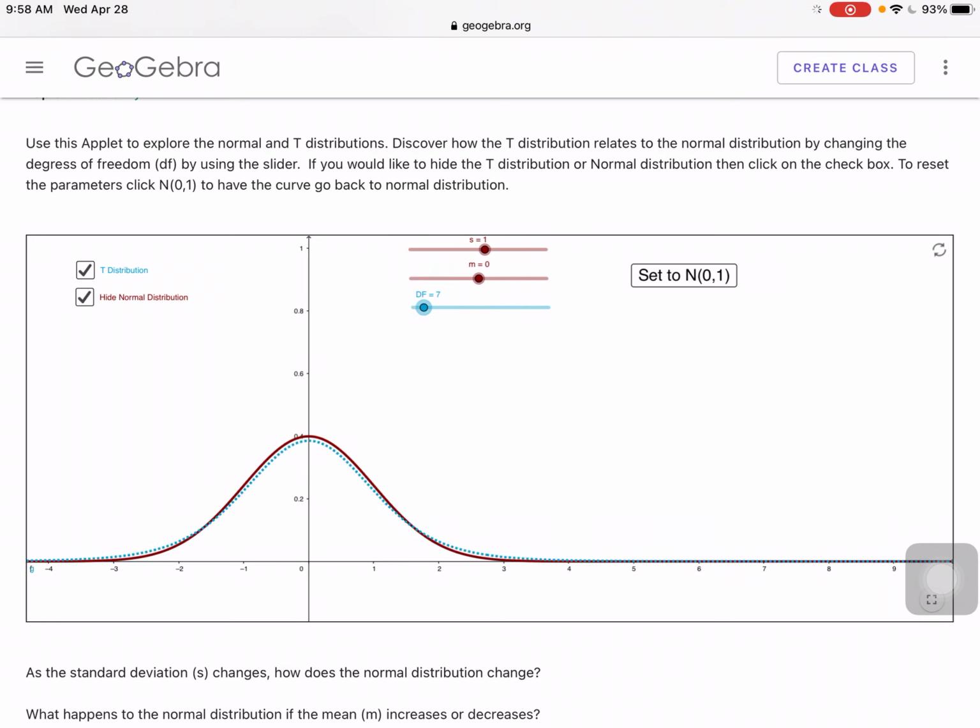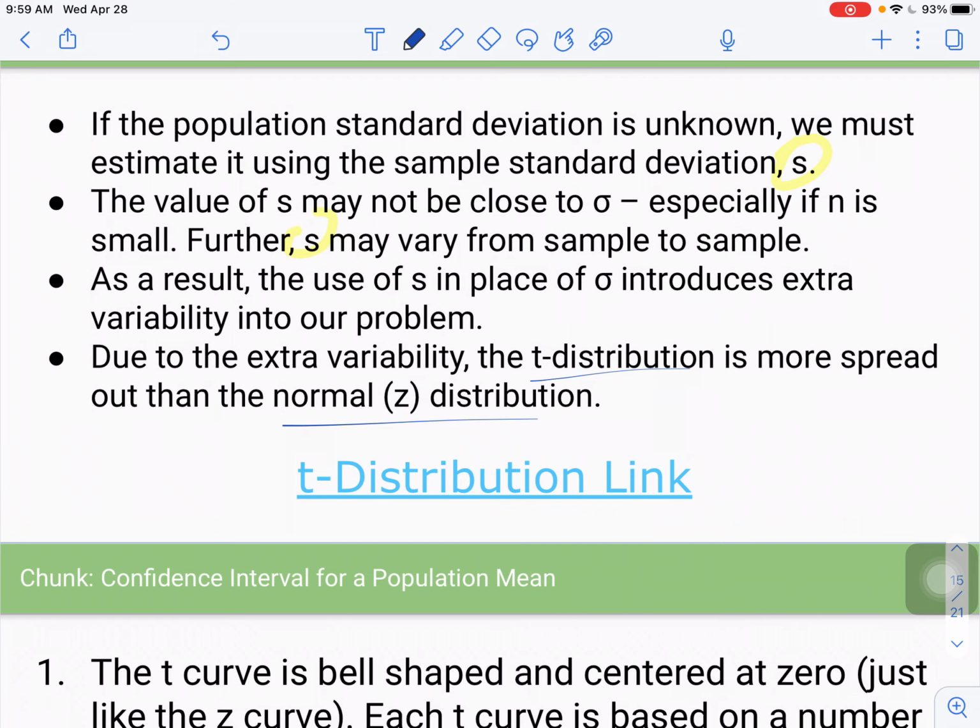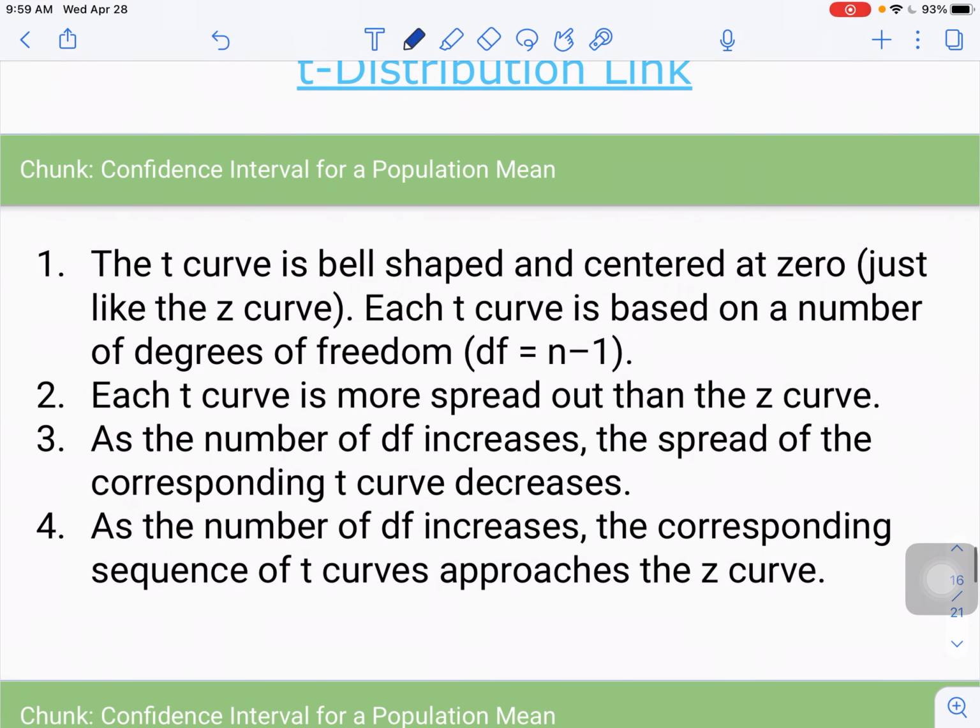But we can see it's quite a bit different if we use a really small sample size. All right, but we can see that the shape of the T-distribution does have that bell shape, but again, it's just a little bit more spread out than the normal distribution, and it depends on the sample size and the degrees of freedom. All right, so a couple things we just saw here. The T-curve is bell-shaped and centered at 0, just like the Z-curve. Each T-curve is based on the number of degrees of freedom, so df equals n minus 1.